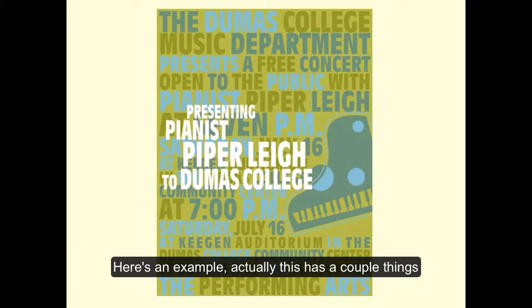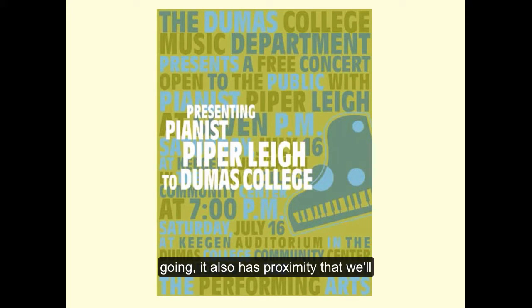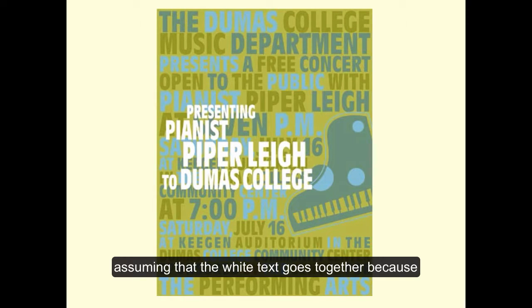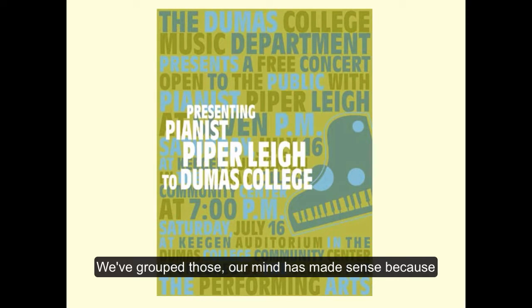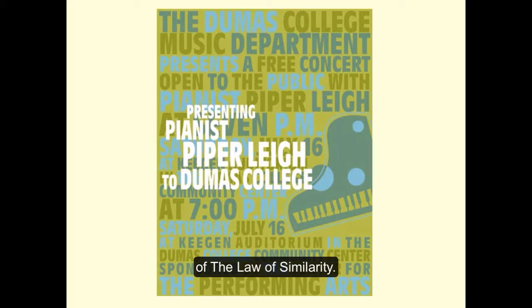Here's an example. Actually, this has a couple things going. It also has proximity that we'll move on to in a moment. But for similarity, look at the type that are similar, specifically that white text. So it pops, it is brought together, and you're assuming that the white text goes together because it's similar, and you read it as presenting pianist Piper Lee to Dumas College. So we've grouped those. Our mind has made sense because of the law of similarity.